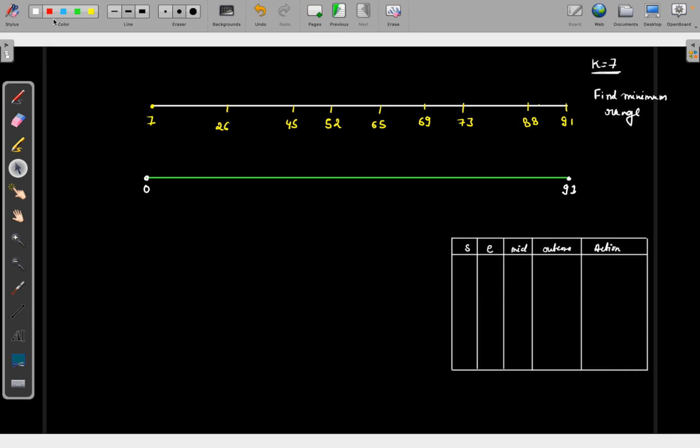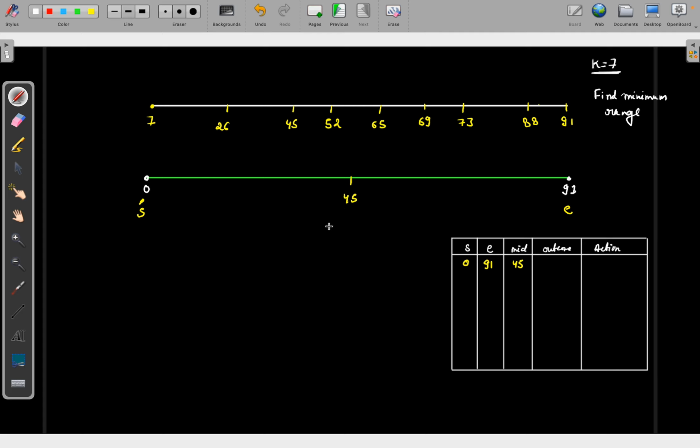For my binary search, the minimum range, the lowest point, the starting point can be 0, and the ending point is 91. I will find out the mid of it. What will be the mid of 0 to 91? It will be around 45. So my mid will be 45, somewhere near, and I will check with 45 first. So how will I check it?